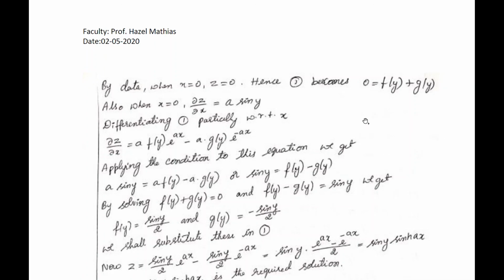So we have two equations over here. One is 0 equals f of y plus g of y. One more is sin y equals f of y minus g of y. If we add these two equations, we get 2 times f of y equal to sin y, as g of y gets cancelled. F of y will be sin y by 2. If we subtract, f of y minus f of y gets cancelled, and we get 2 times g of y equal to minus sin y. So g of y will be minus sin y divided by 2.